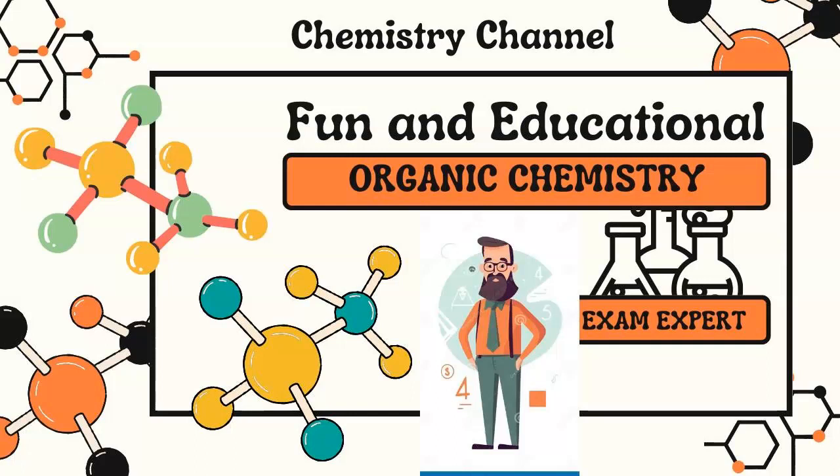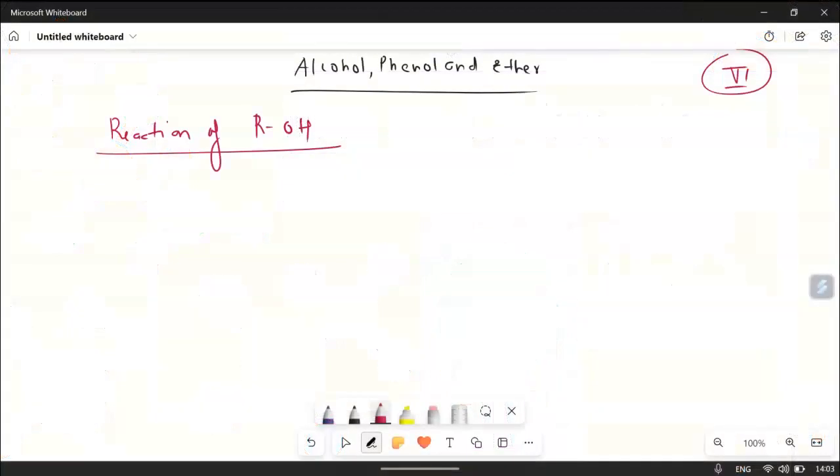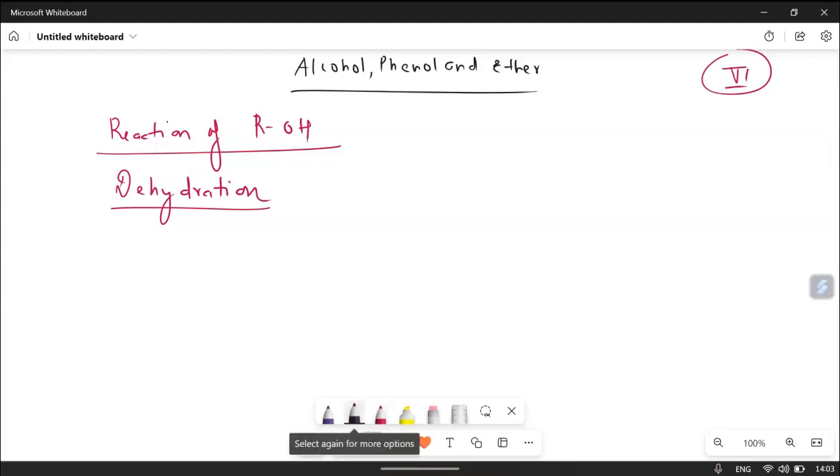Today we are going to discuss alcohol, phenol, ether, and the chemical reactions of alcohol. We are already on the reaction of the R-OH bond. In this reaction we are going to discuss the part known as dehydration. Dehydration can be done by excess H2SO4.